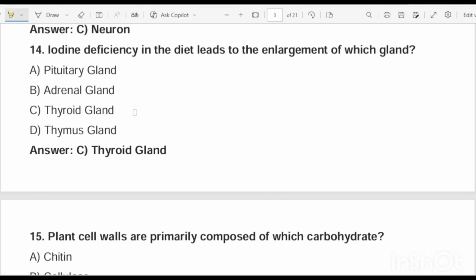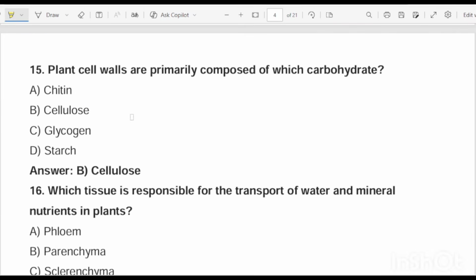Next question. Iodine deficiency in the diet leads to the enlargement of which gland? Correct option. Option C, thyroid gland. Next question. Plant cell walls are primarily composed of which carbohydrate? Correct option. Option B, cellulose.